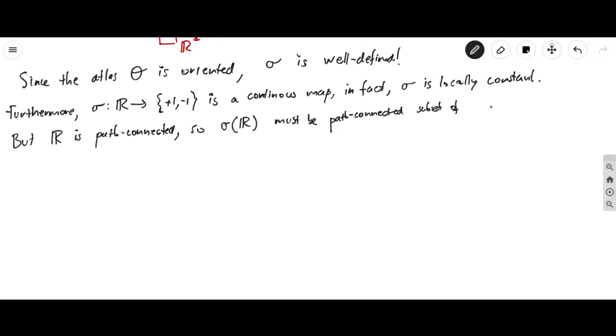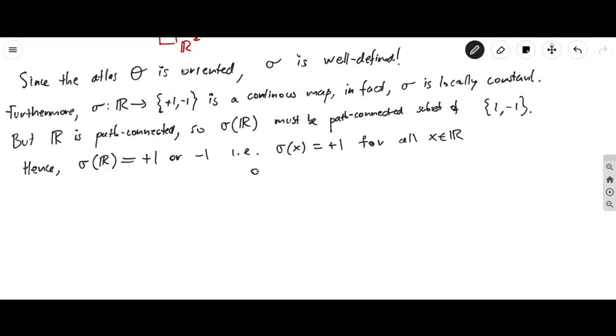Subset of 1 and -1. But this is a disconnected space, and these are the two components of it. So that would mean that the image is either +1 or -1. So hence, sigma of R is equal to +1 or -1. In other words, sigma of x is equal to +1 for all x, so it's consistently equal to +1 for all x, or it's consistently equal to -1 for all x. These are the two options that you can have. And from here, this is how we're going to get the contradiction.